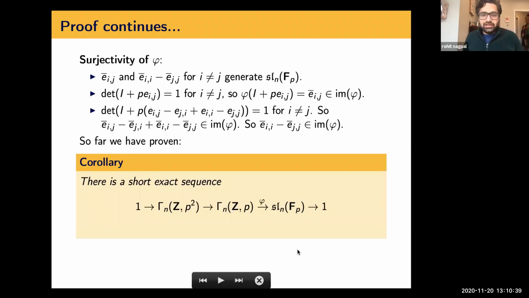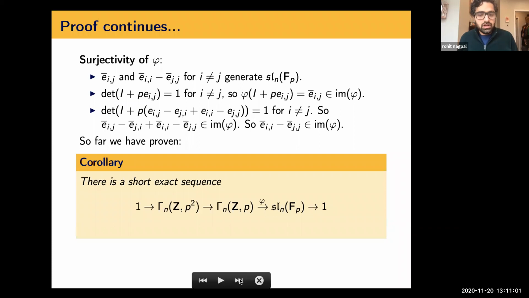It's pretty easy to see that the kernel of phi is just the congruence subgroup of level P squared, because of the construction, A minus I over P. If the entries are divisible by P squared, they will all be 0 mod P after dividing by P, right?